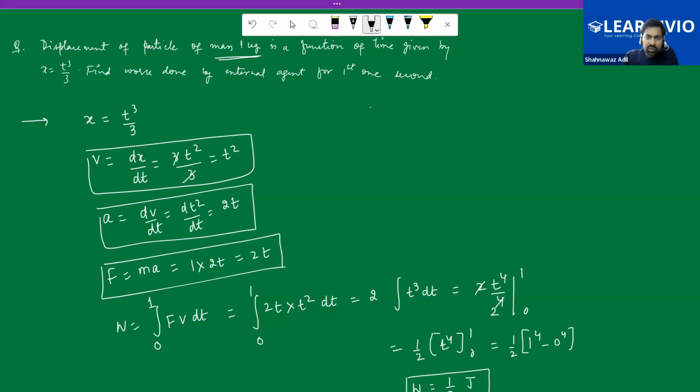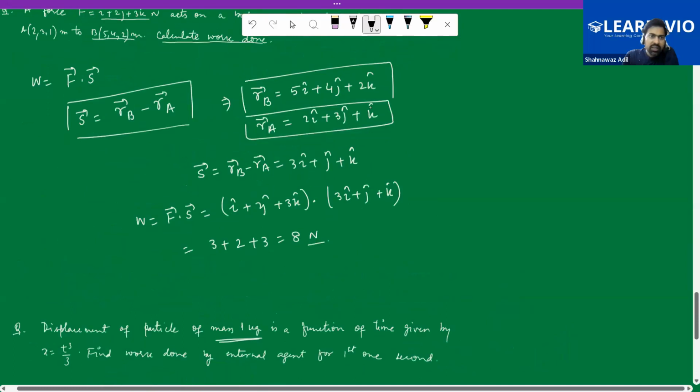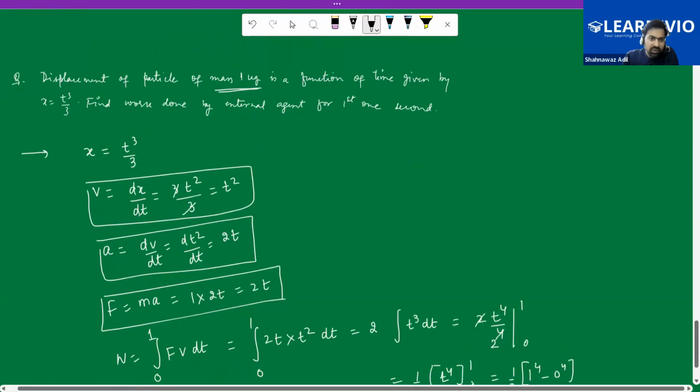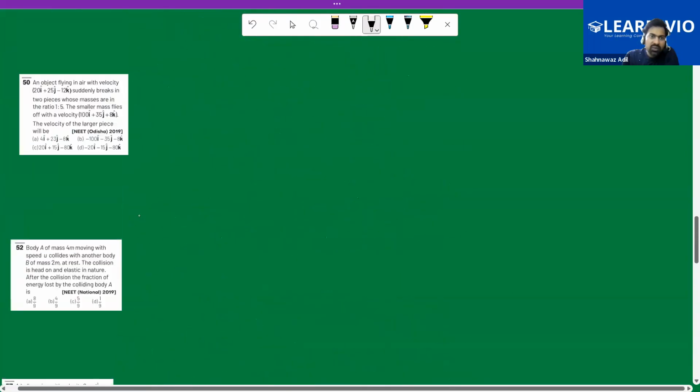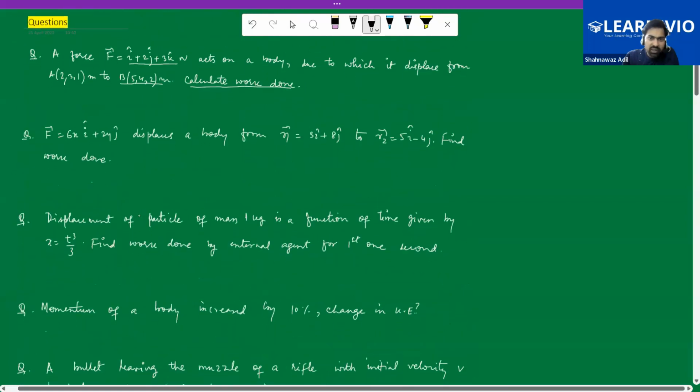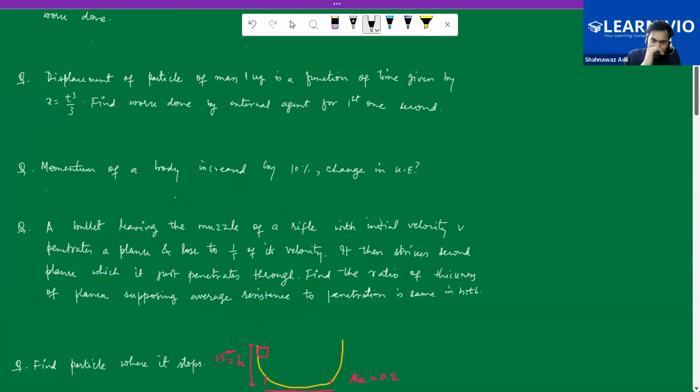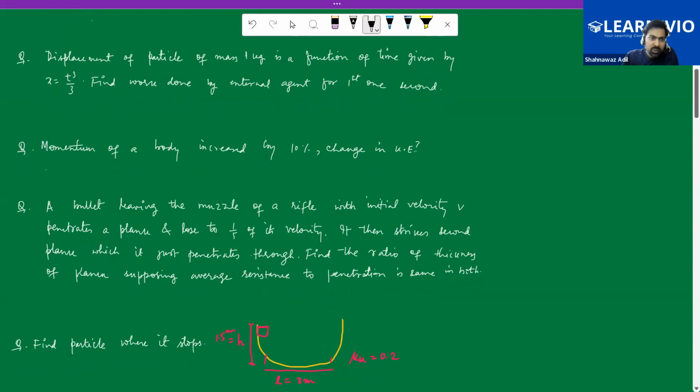Okay, so now let us see. This was work done due to uniform force i j k that was given. This is work done due to non-uniform force. And now we have another thing. So displacement, this thing we have done, and now let's do this question. Momentum of a body is increased by 10%, what is the change in kinetic energy? Let's find that out.